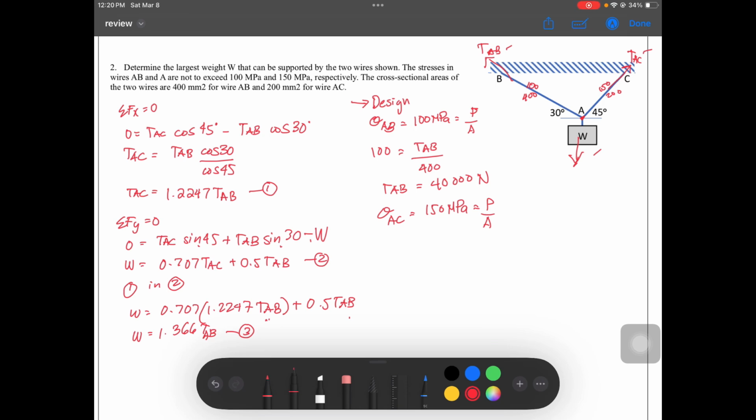What is the force sa member AC? Siyempre si TAC. Ano ang area niya? It is 200. So, our TAC is equal to 30,000 Newton.